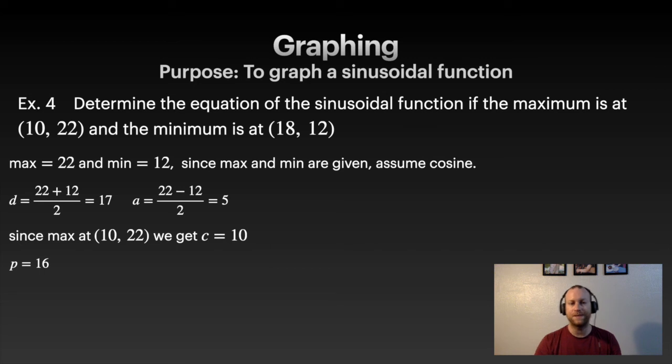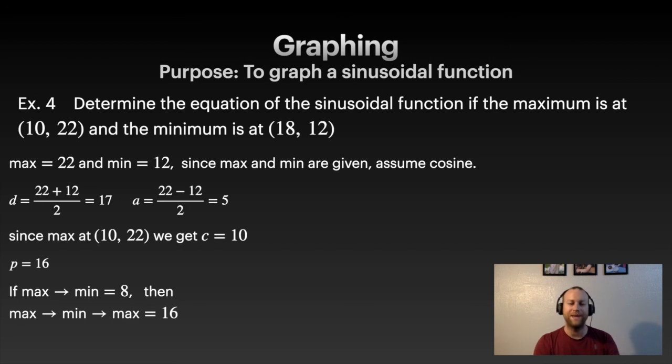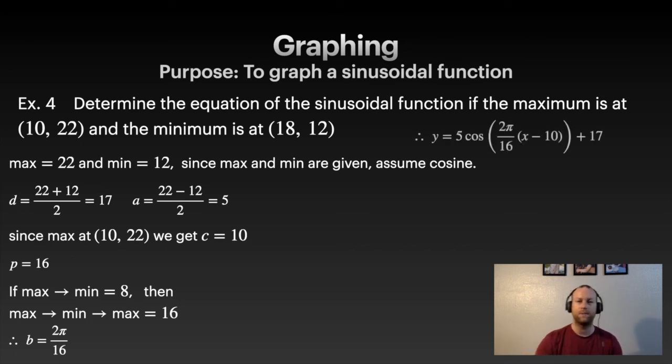The period is 16, and where I get that is if I go from max to minimum, I'm changing 8 in the x direction. Remember, the period is the amount of time it takes to do a full rotation. So I go max to max, that's a full rotation, and that's just double what it is to go from max to min. So my period is 16. And the b value is 2 pi over the period. Since the period is 16, b is 2 pi over 16. You can simplify that down to pi over 8 if you want to, I'm just leaving it in this case because this is the type of graph I'm showing you today, 2 pi over whatever the b value is.